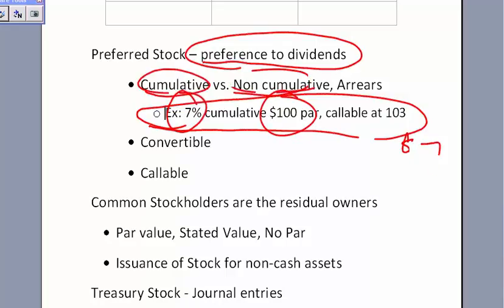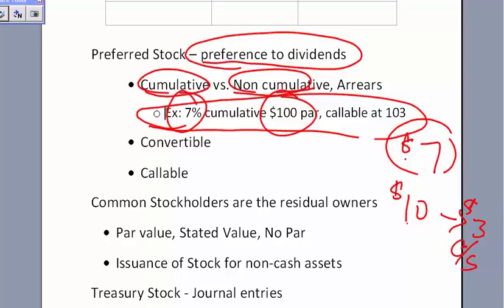Because if the board of directors issues, let's use simple numbers, and let's say they issue $10, then the preferred stock gets their $7, $3 goes to the common shareholders as dividends.